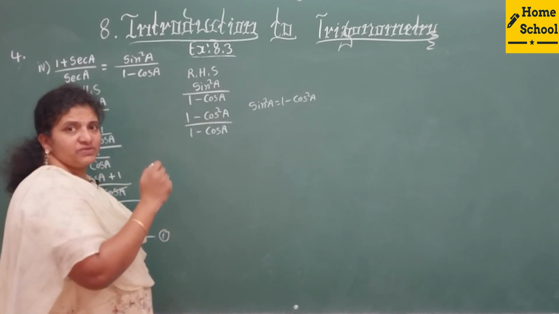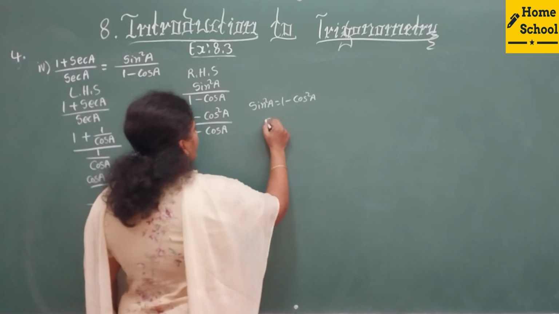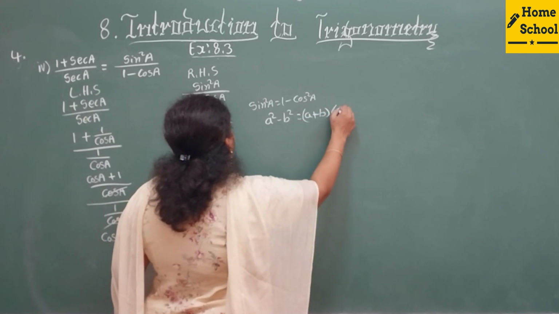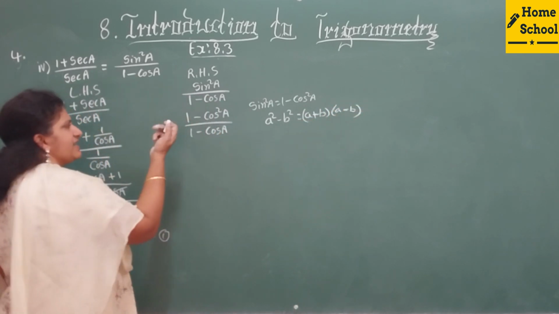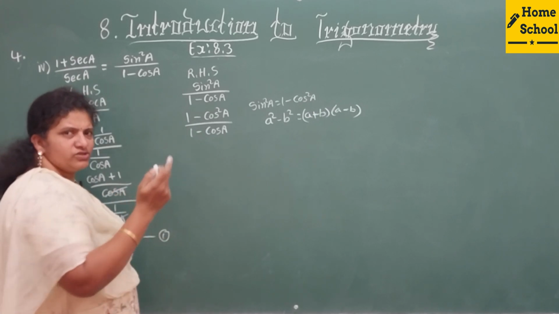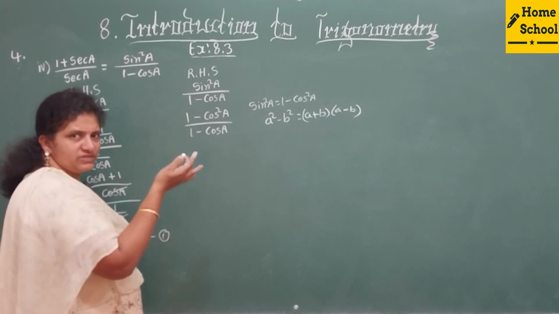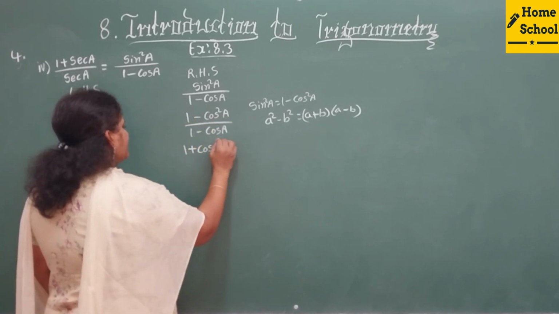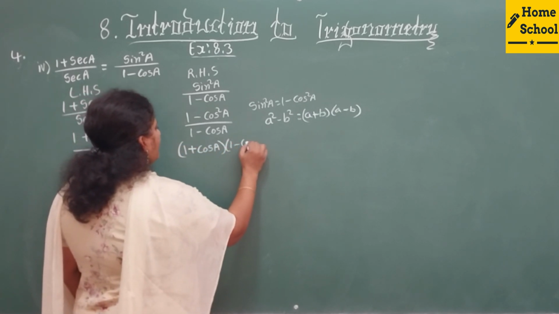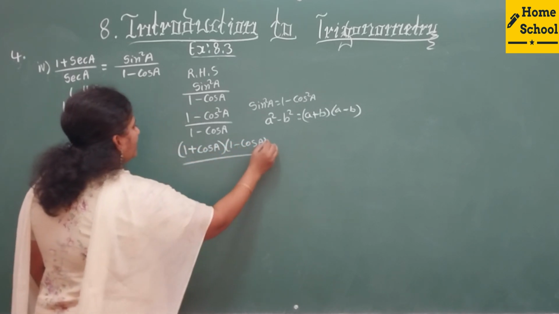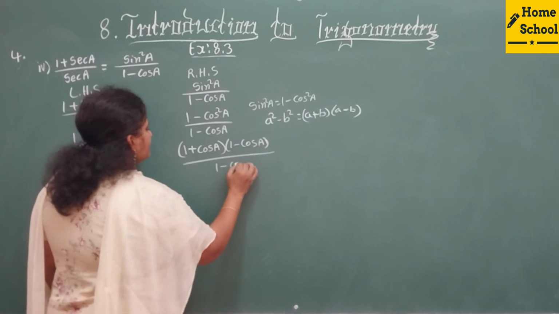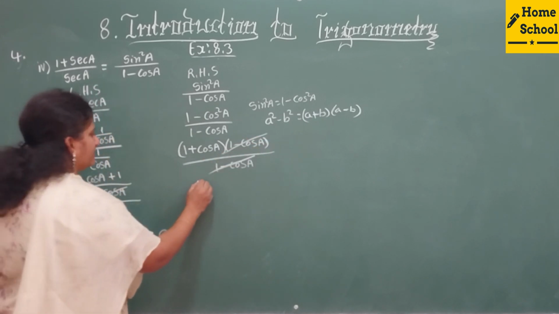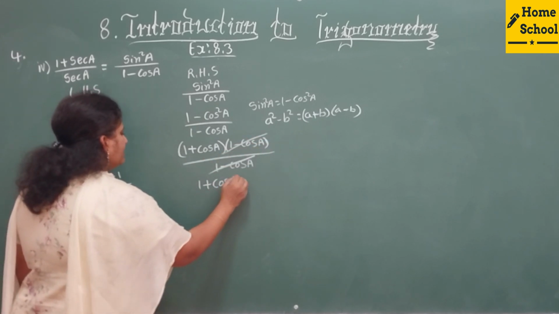Again I can see A square minus B square formula. That is A square minus B square is equal to A plus B into A minus B. You may think, where is A square? 1 square is nothing but 1. So 1 there also you can imagine it as 1 square. Now A square minus B square. 1 plus cos A into 1 minus cos A whole divided by 1 minus cos A. So what happens here? 1 minus cos A, 1 minus cos A cancel. You are left with 1 plus cos A.